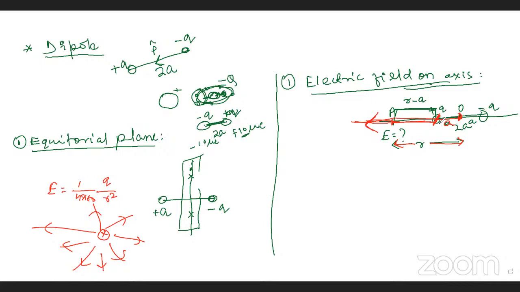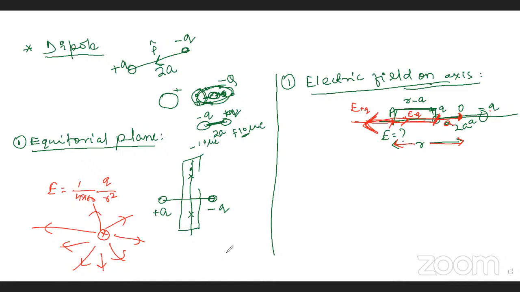So, due to plus Q charge, the electric field E plus Q is to the left side. And for minus Q charge, the field lines will be towards the charge, so this is E minus Q. You can see that both fields are in opposite directions, so you can subtract them to get the net field at P.